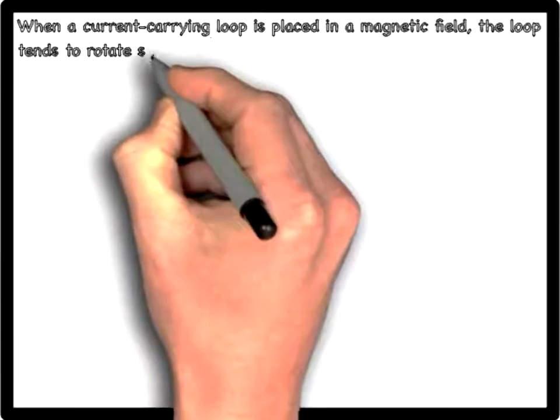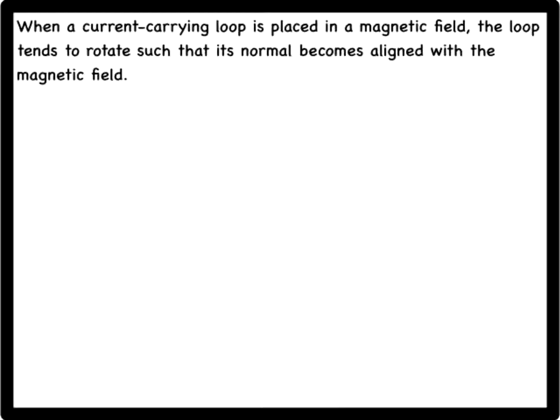In general, when a current-carrying loop is placed in a magnetic field, the loop tends to rotate such that its normal becomes aligned with the magnetic field. In this respect, a current loop behaves like a magnet, i.e. a compass needle, suspended in a magnetic field, since a magnet also rotates to align itself with the field.